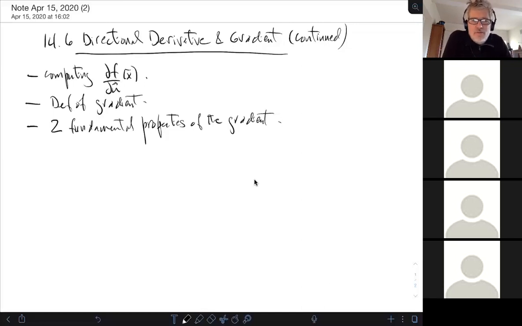14.6, directional derivative and gradient. We've defined the directional derivative, and last time, the last thing we saw was a theorem that told us how we could actually compute the directional derivative pretty easily. So let me go back to that. I'll introduce the gradient at the same time, and then we'll finish with two very fundamental properties of the gradient vector and an application of this.